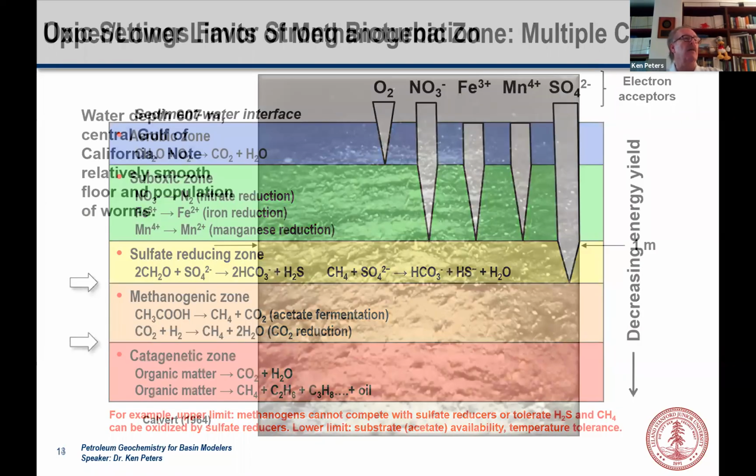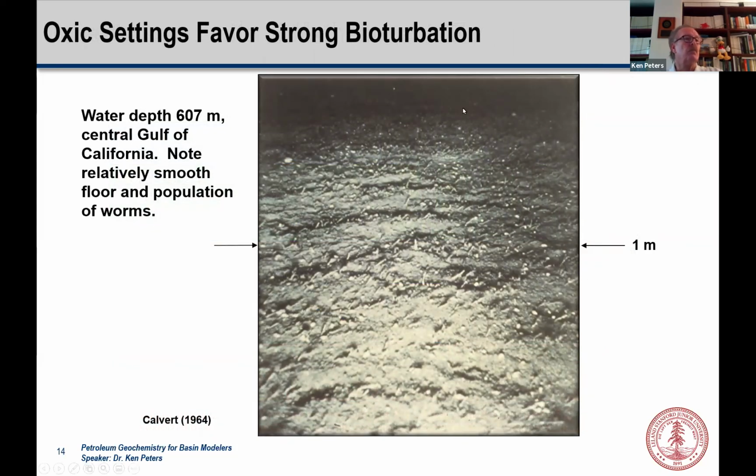Okay, I want to show you some photographs. This shows a typical oxic setting. This happens to be 607 meters in the Gulf of California. And you can see this sort of smooth, hummocky appearance of the sediments with all these filter feeders and worms extending the little filter feeders. They're basically trying to capture organic matter that's floating with currents along the bottom here. And there's a lot of bioturbation going on here in the subsurface. That's because these are aerobes. They're very efficient at destroying the organic matter.